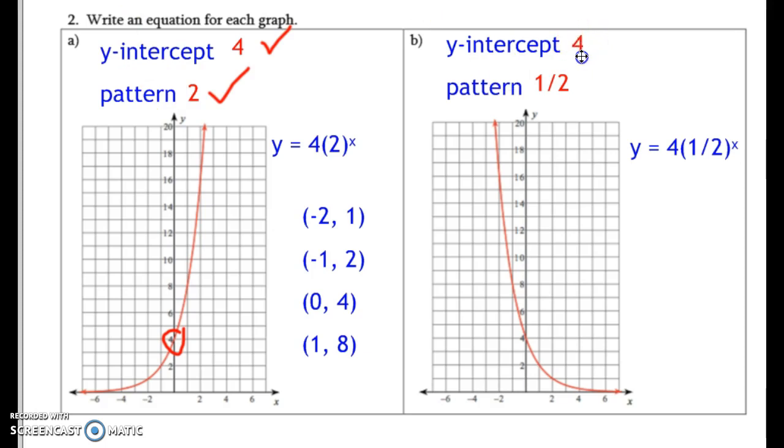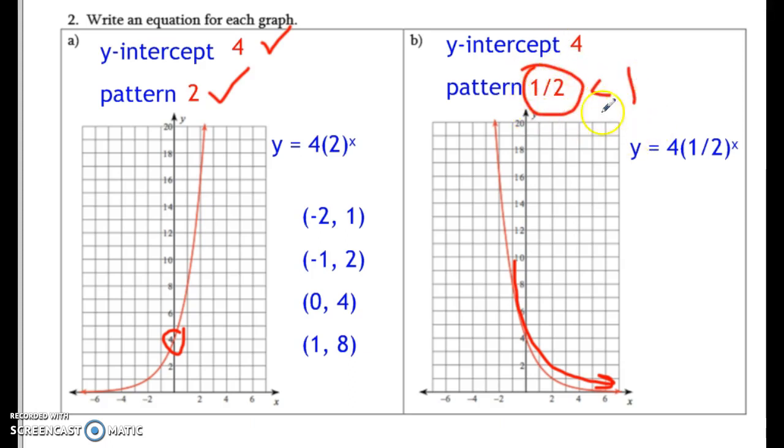Similarly here we have our y-intercept of 4, but our pattern here is 1/2. We know that it's going to be 1/2 because we're not increasing here. You can see that as we go from left to right, this function is decreasing. So since it's decreasing, this number has to be smaller than 1.